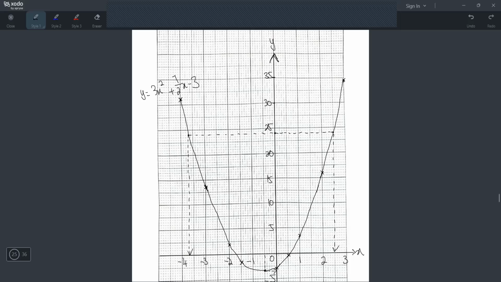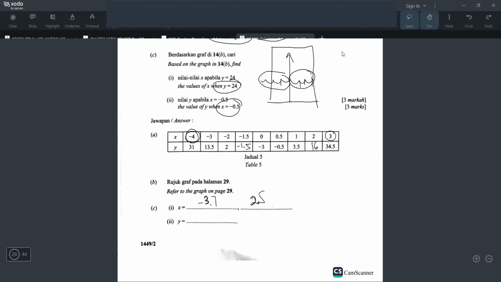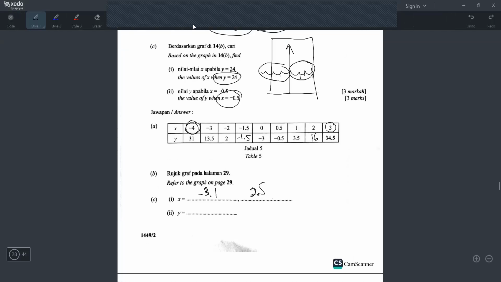If I naik 1, naik 2, naik 3, I think this is negative 3.5. Because negative 5 naik 1 is negative 4.5. Naik lagi negative 4. Naik lagi is negative 3.5. So that's my answer. But you might get a different answer, right? Maybe you get negative 4, then you write negative 4. It's okay if your answer is not exactly the same. Just make sure it's near to my answer.